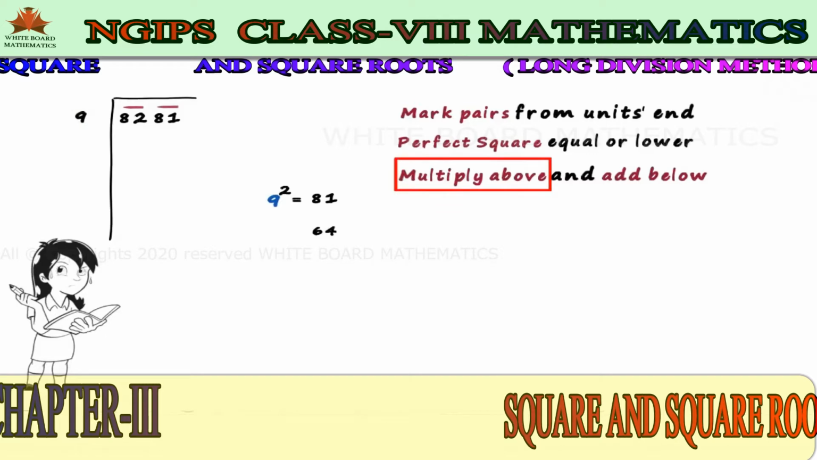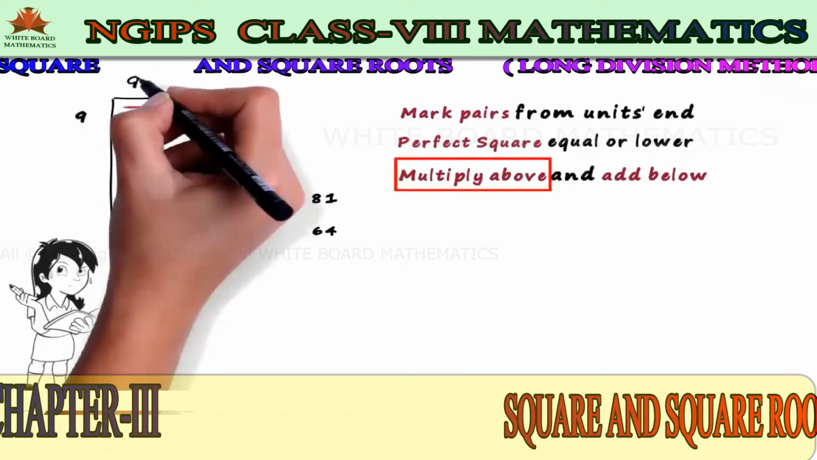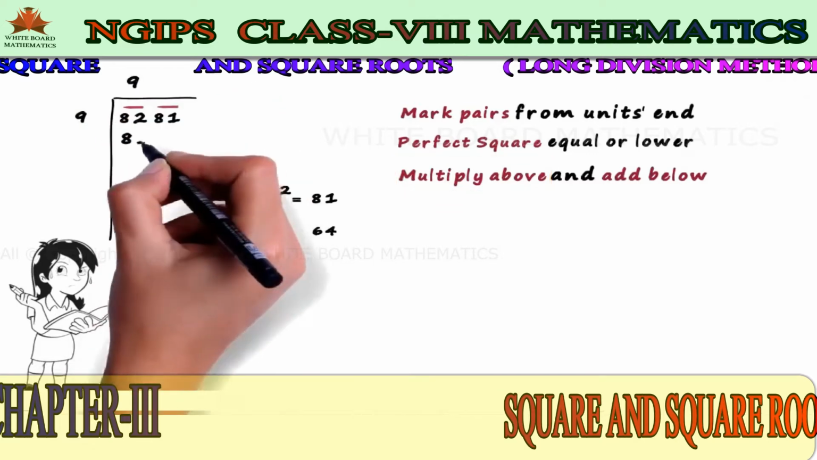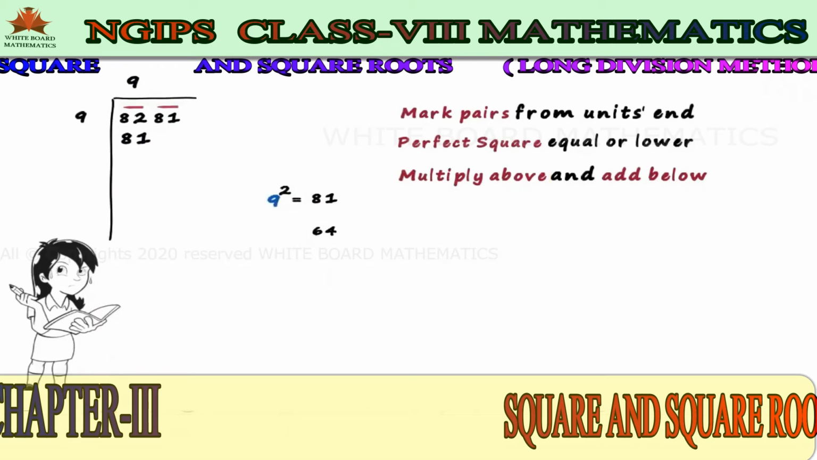Let's focus on multiplying above first. We multiply 9 with 9 and write the product here. So the 9 you are multiplying is written on top. Now let's come to the add below. We add 9 with 9 and write the sum underneath. 9 plus 9 gives us 18.